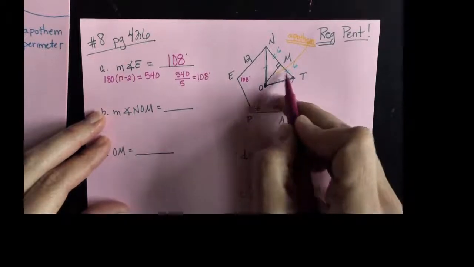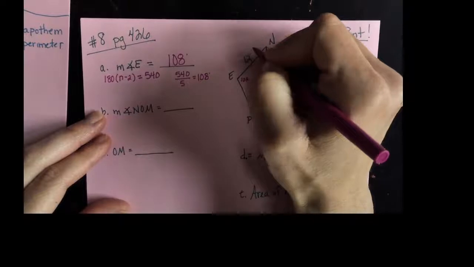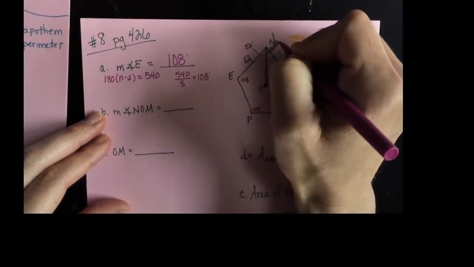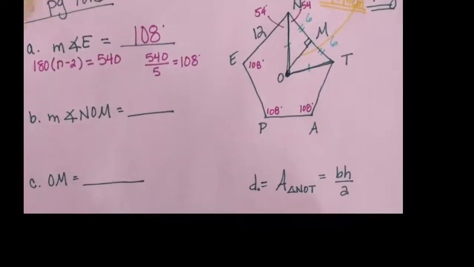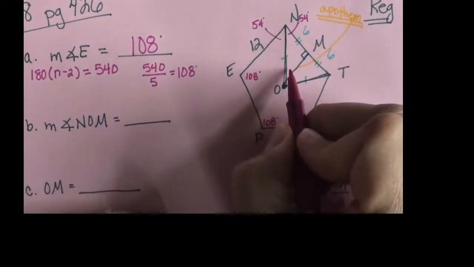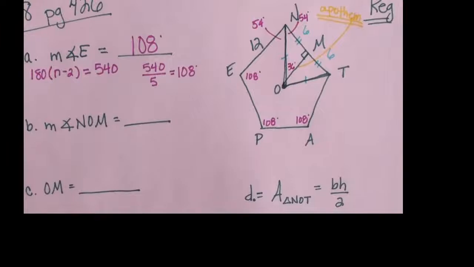Now, the minute these radii are put in, it bisects the angle. So this guy is 54 degrees, and this guy is 54 degrees. I'll zoom in a little bit there so you guys can see. And if that's 54, you know this one has to be 36 degrees.